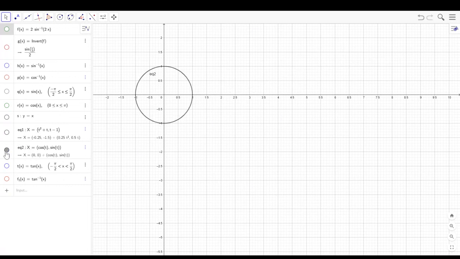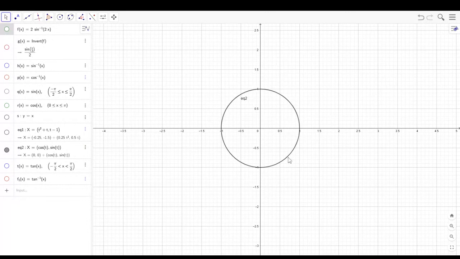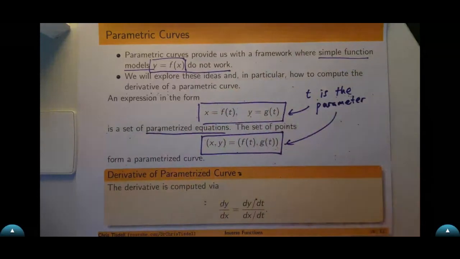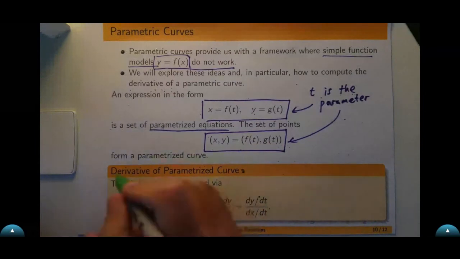Here's another one. x equals cosine t, y equals sine t. That definitely fails the vertical line test. It cannot be a function, right? So there are a couple of examples of things that these parametric expressions can do, but regular functions like that cannot do. Okay. All right. So with respect to calculus, let's look at the derivative, right?